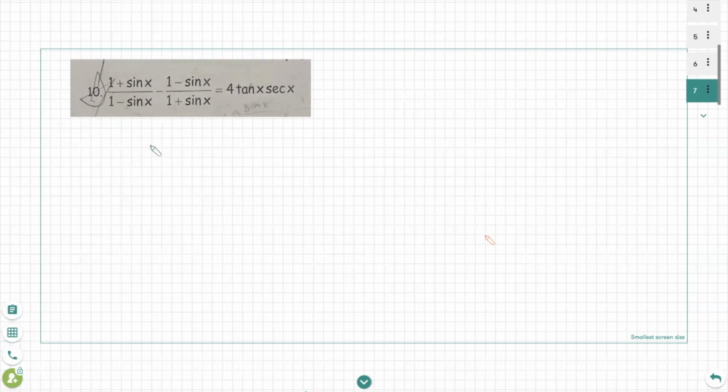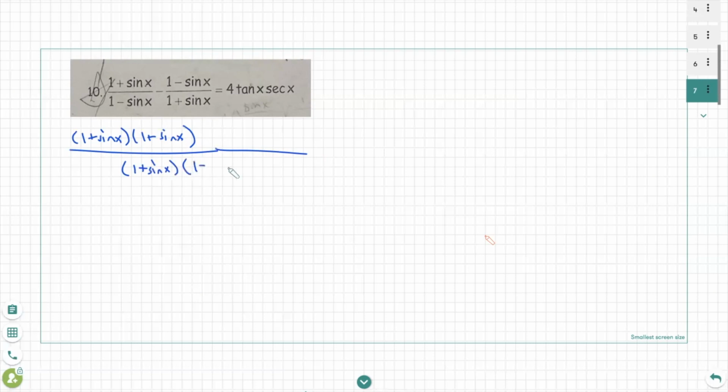So on the left, I guess it would be 1 plus sine x times 1 plus sine x over 1 plus sine x times 1 minus sine x. Okay. And then on the right, it would be, I guess, minus 1 minus sine x times 1 minus sine x over 1 plus sine x times 1 minus sine x. Okay.